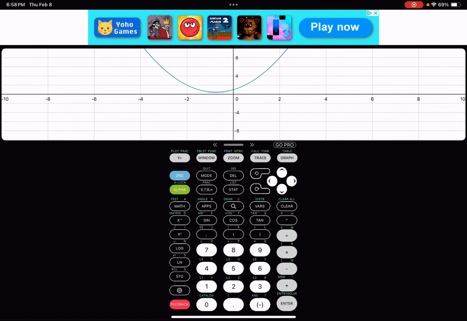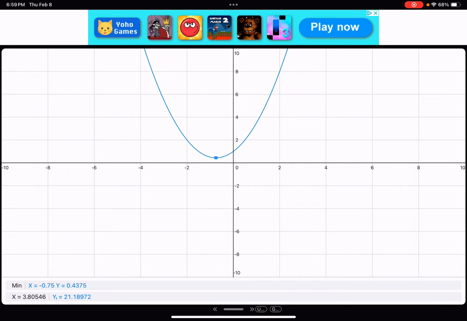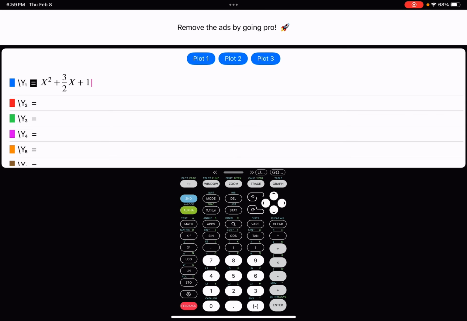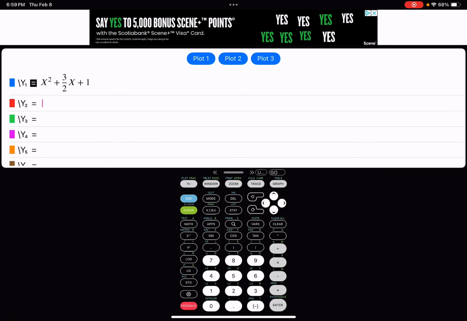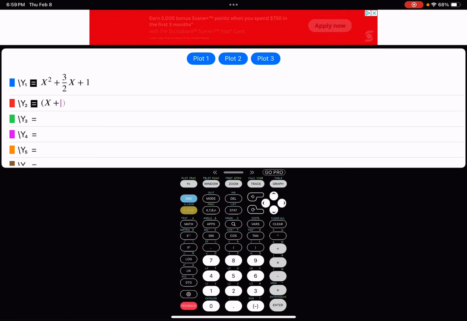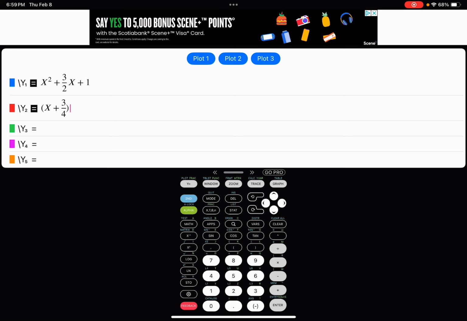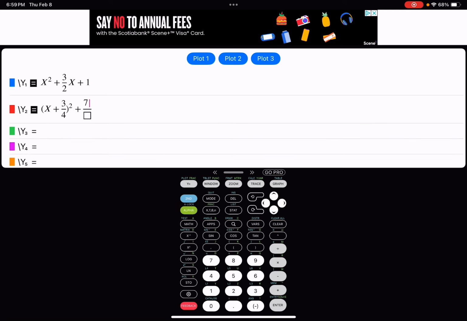If you want to graph it to make sure that you can at least see it, I can see my point here. Okay, I graphed that one. In your y2, you're going to write the formula that we just did. So bracket x plus 3 over 4, close bracket, all squared, and then plus 7 over 16.